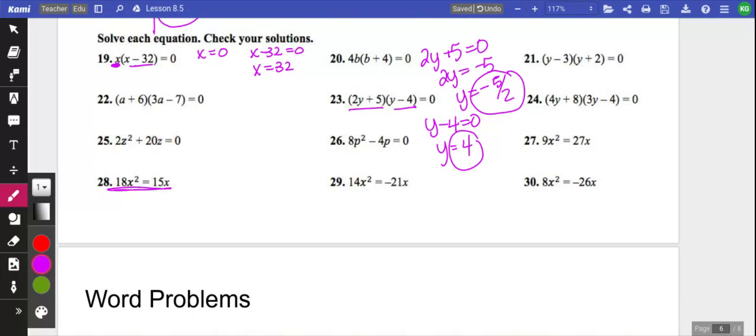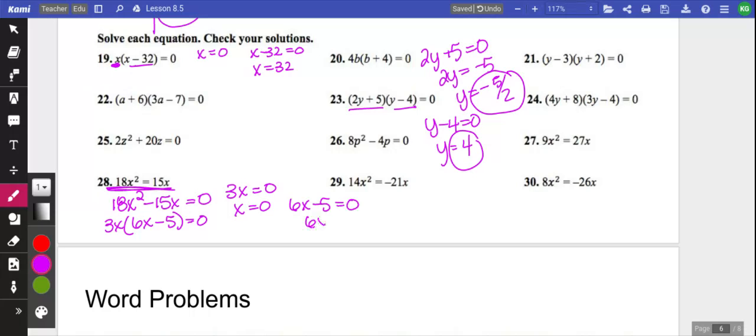On this one, the first thing I need to do is subtract the 15x from both sides because I have to set it equal to 0. Then I take out a greatest common factor of 3x, which leaves me with 6x minus 5. Then set 3x equal to 0 and divide by 3, x equals 0. Set my binomial equal to 0, add 5, and then divide by 6.